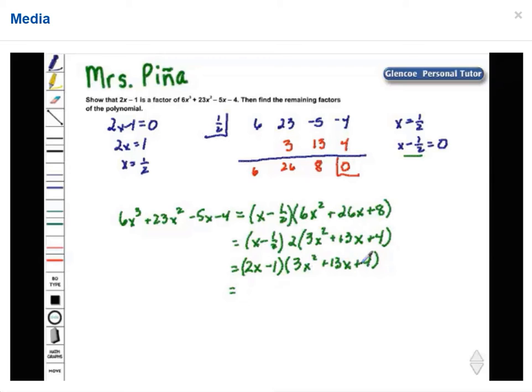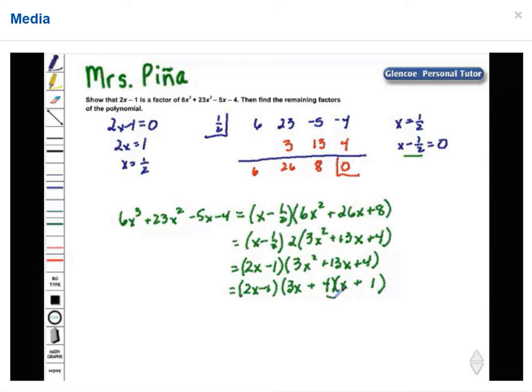Now I have a quadratic and I can try to factor that. Recopy 2x minus 1 and write your parentheses to factor this trinomial. Ways to multiply to get 3x squared are 3x and x. Ways to multiply to get 4 are 4 times 1 and 2 times 2. I'm going to look at my middle term. Since 13 is significantly higher than 3 and 4, I'm going to use 4 and 1 and try to factor with those numbers. And both will be plus since it's positive 4 and positive 13x.